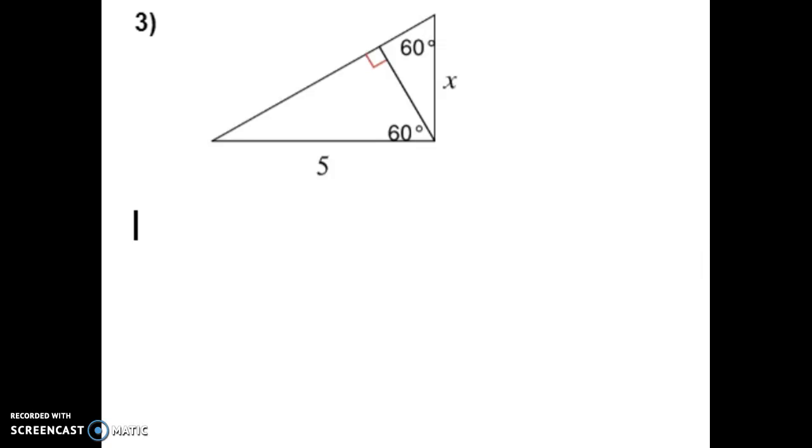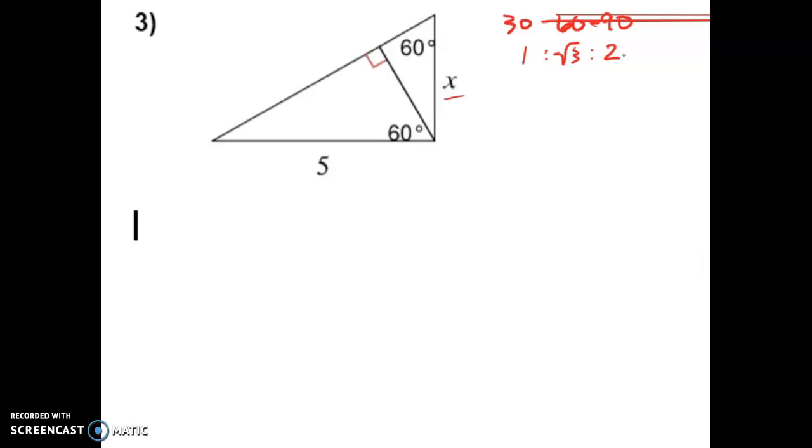All right, we got to find the missing side here. That missing side happens to be x. And first thing to recognize here is we're dealing with 30, 60, 90 triangles, which have side ratios of 1 to root 3 to 2.